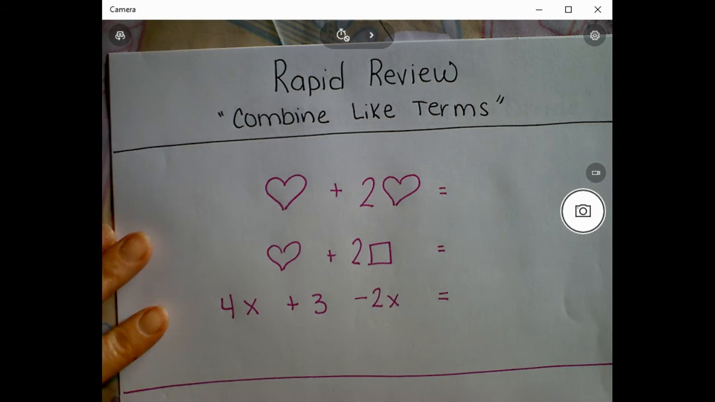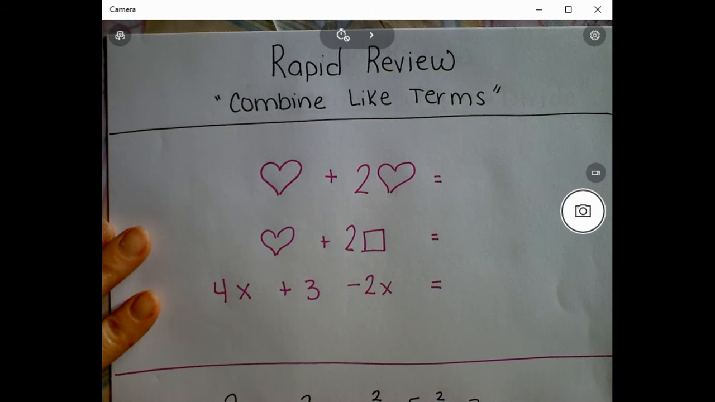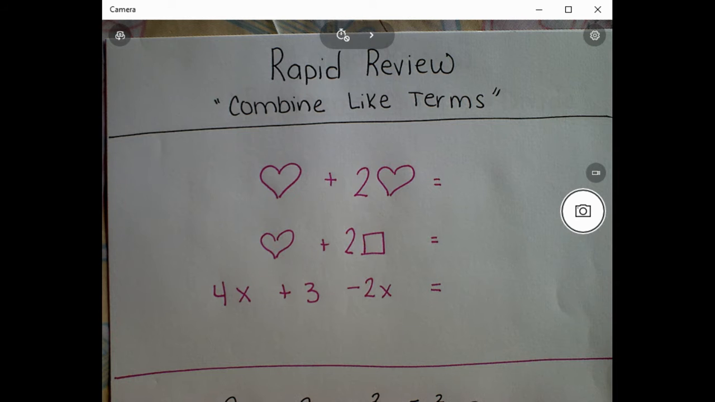All right, here we go. We're going to do a quick review of combining like terms. This could be in exponents or it could be in polynomials, but the point is what to do when you have this big expression and you want to get it as nice and neat as possible. And when we do that, we combine like terms.